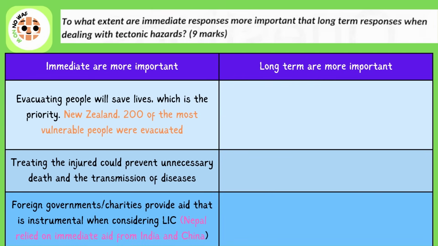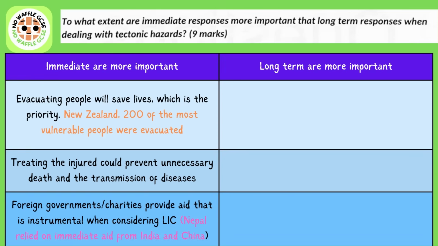Another immediate response is foreign governments or charities providing aid. And if you're mentioning this point, you need to emphasize that this is really instrumental when looking at low-income countries, countries that are unable to provide their own aid because already they are quite poor and poverty-stricken, and therefore they are reliant on the help of other countries.